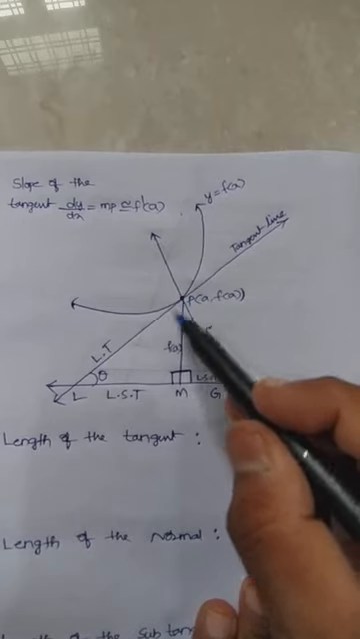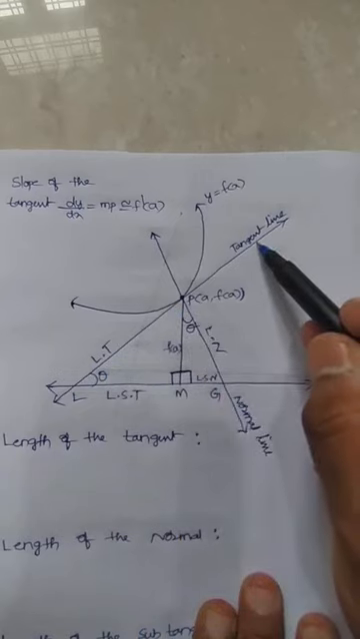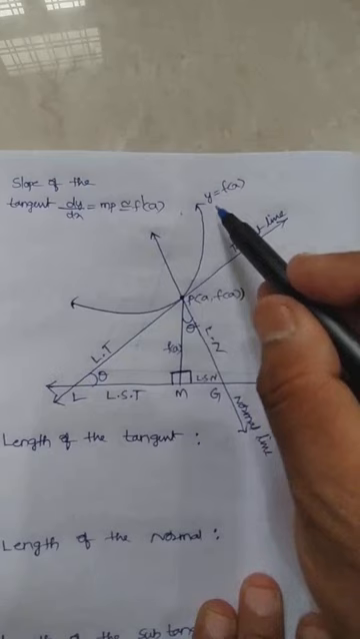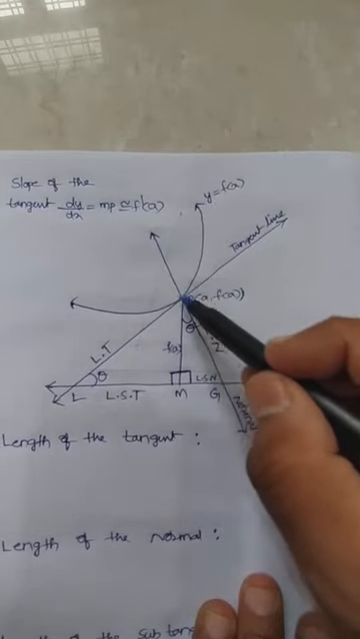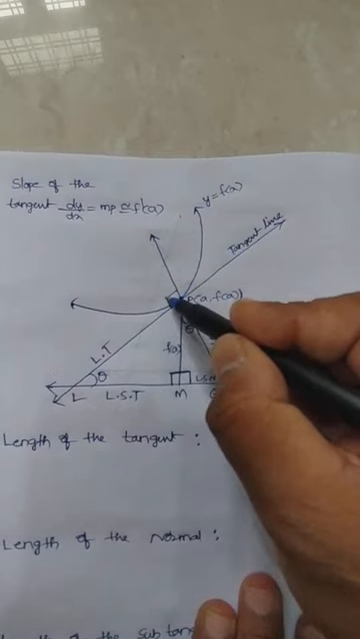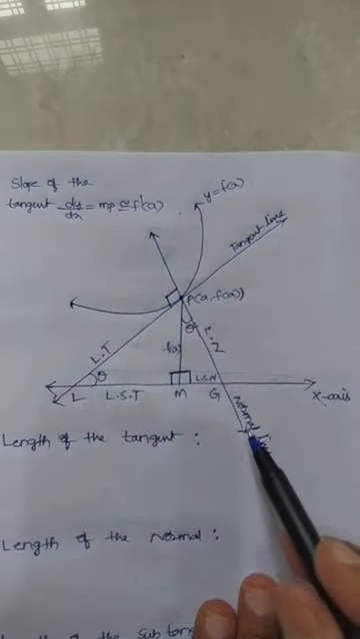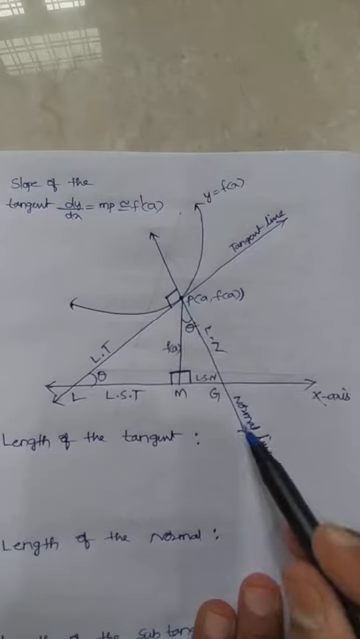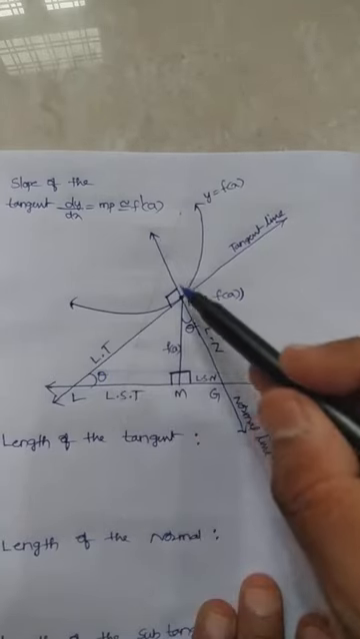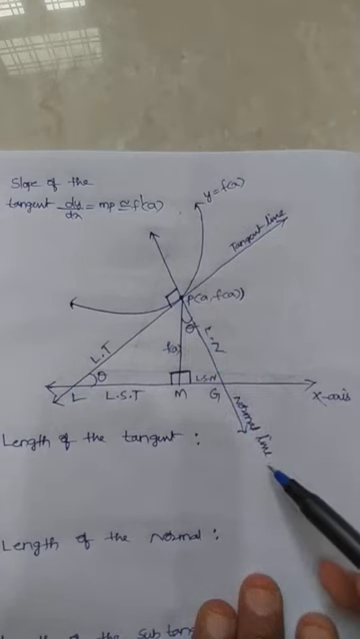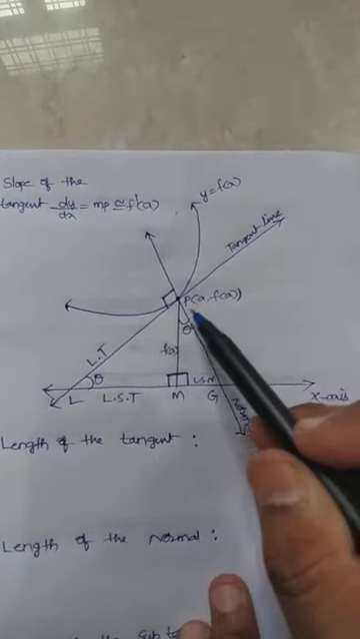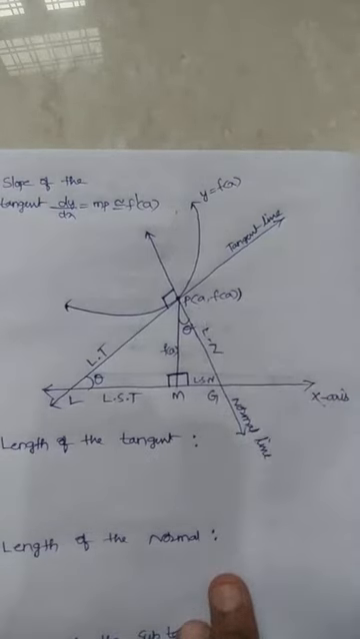At this point I am drawing the tangent line. This line is the tangent line to this curve, and this one, as you well know, is perpendicular to the tangent line. Which line? The normal line. So this is the tangent line, and this is the normal line to the given curve at the point P of a comma f of a.